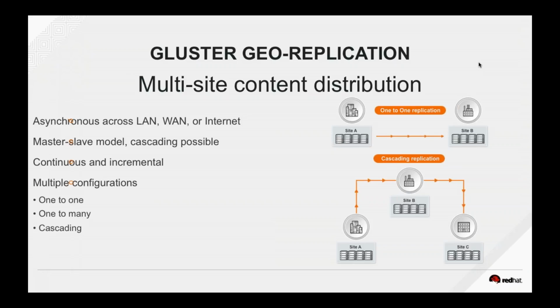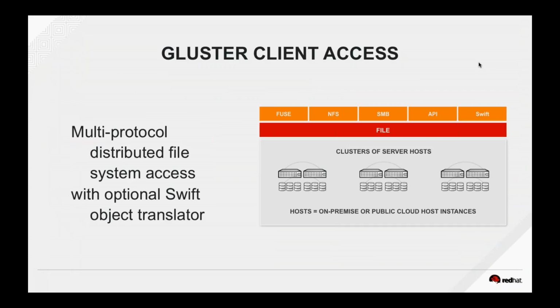Coming back to client access, many protocols are supported on Gluster, including the Swift object translator. So Gluster can not only read and write for you in terms of SMB, NFS, or API calls, it can also do object for you with Swift. So for any requirement where you have predominantly file-based workloads and some amount of object-based workloads, you can definitely look at Gluster as an option.